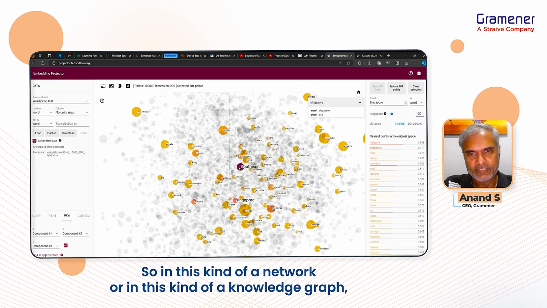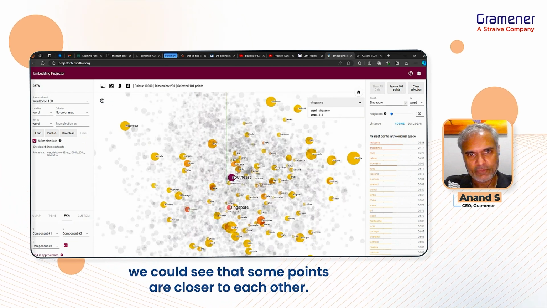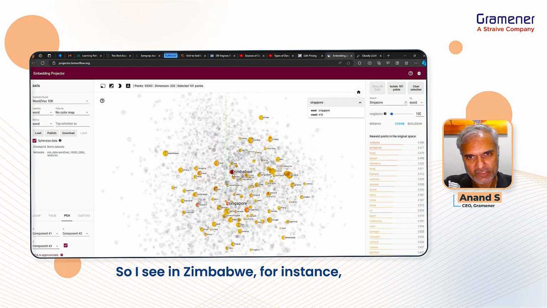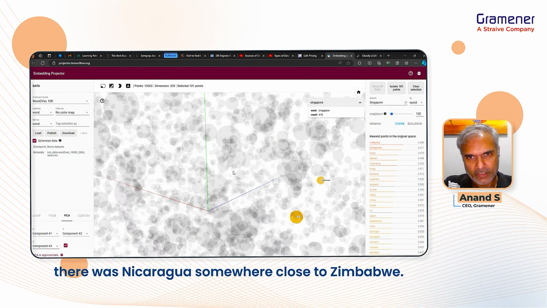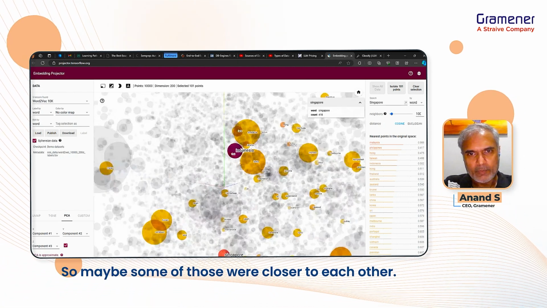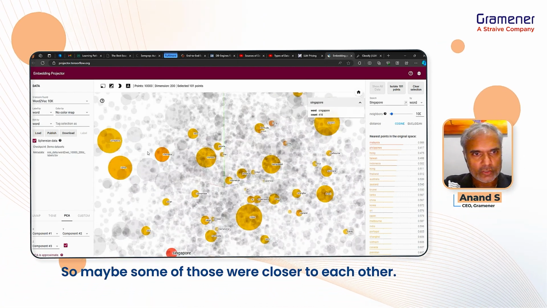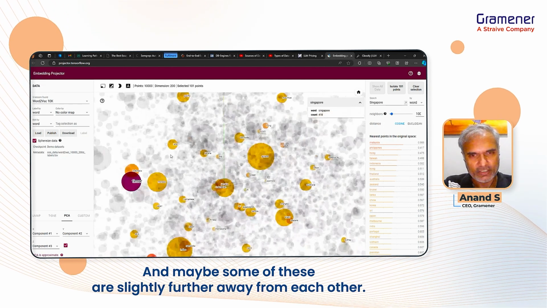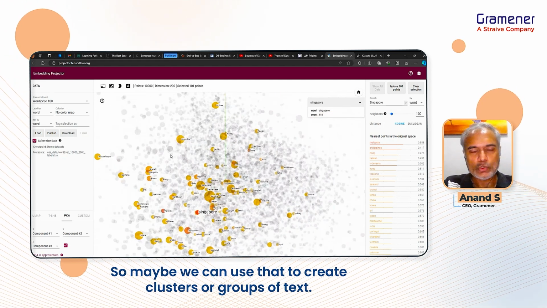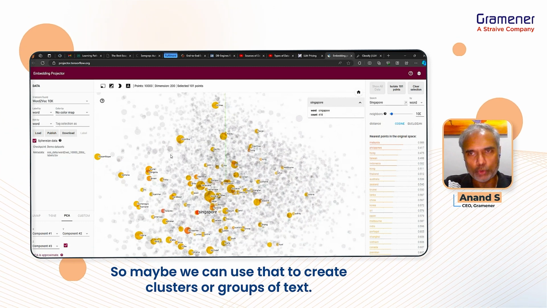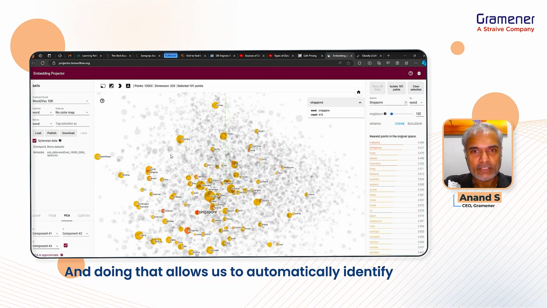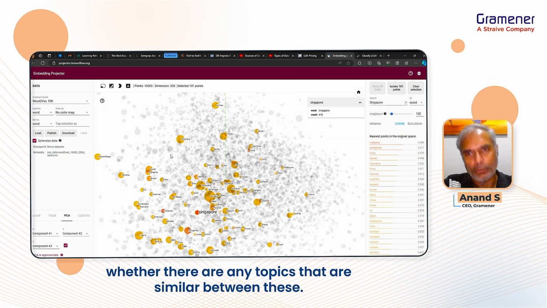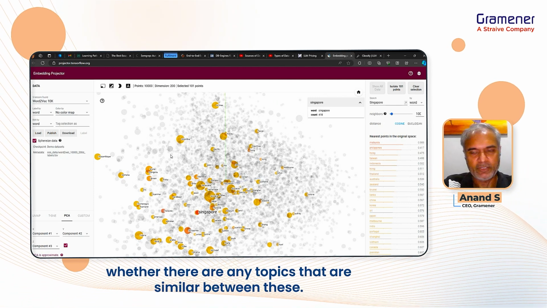So in this kind of a network or in this kind of a knowledge graph, we could see that some points are closer to each other. So I see Zimbabwe, for instance, there was Nicaragua somewhere close to Zimbabwe. So maybe some of those were closer to each other, and maybe some of these are slightly further away from each other. So maybe we can use that to create clusters or groups of text. And doing that allows us to automatically identify whether there are any topics that are similar between these.